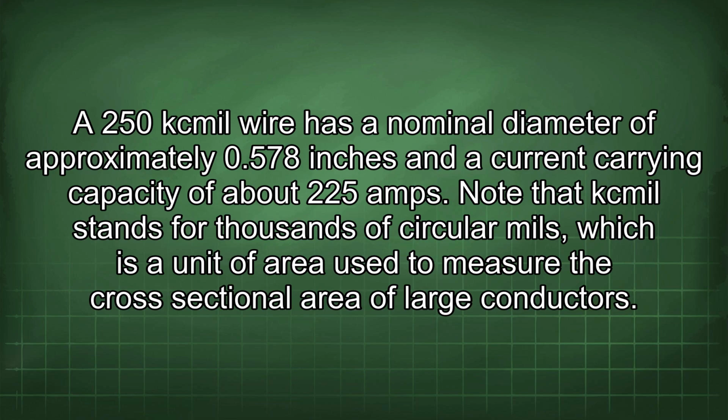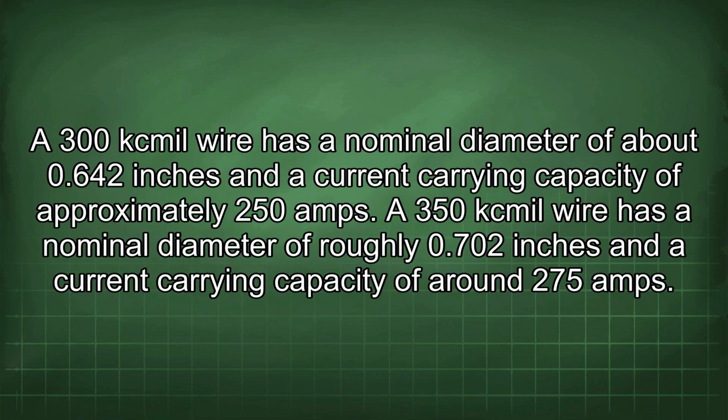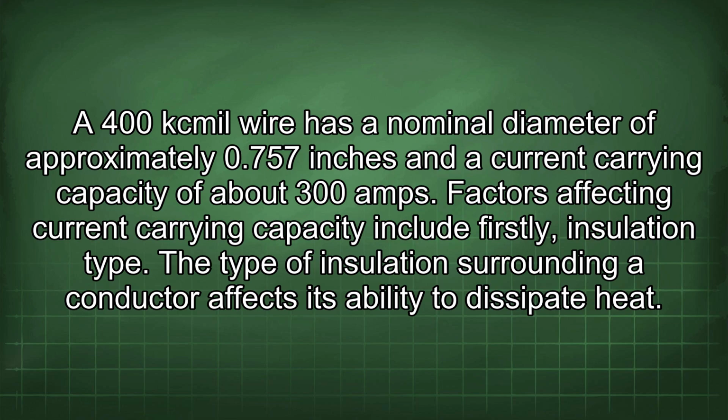Note that kcmil stands for thousands of circular mils, which is a unit of area used to measure the cross-sectional area of large conductors. A 300 kcmil wire has a nominal diameter of about 0.642 inches and a current carrying capacity of approximately 250 amps. A 350 kcmil wire has a nominal diameter of roughly 0.702 inches and a current carrying capacity of around 275 amps. A 400 kcmil wire has a nominal diameter of approximately 0.757 inches and a current carrying capacity of about 300 amps.